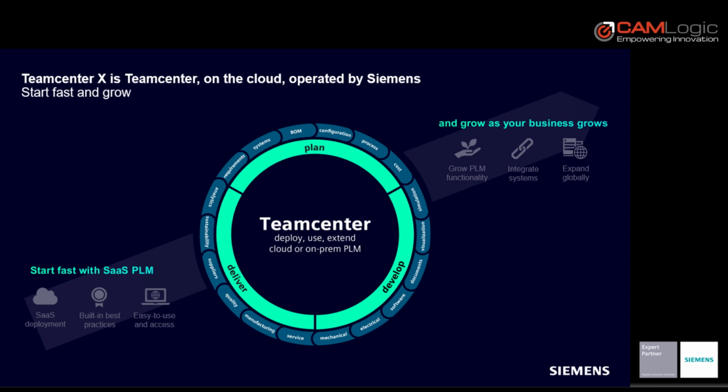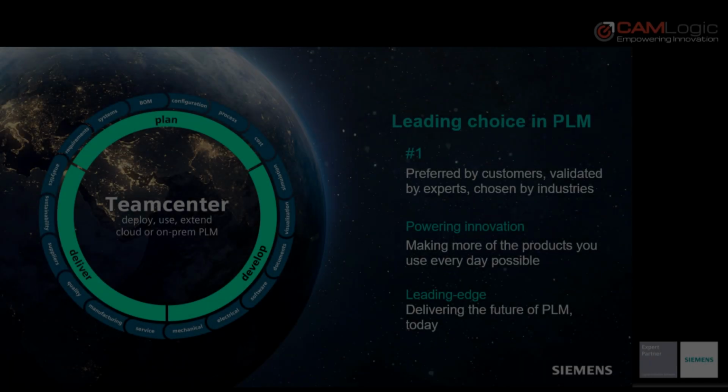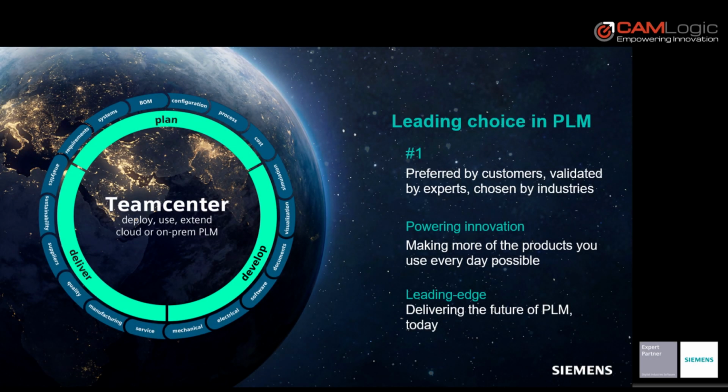Teamcenter X utilizes AWS, or Amazon Web Services, so you will have one of the most secure and trusted sources to store your data, and Siemens will deploy to the nearest region available to that customer. This allows companies that utilize a third-party IT or might not have the resources dedicated to their IT team to still have the ability to use the most powerful PLM software, which is Teamcenter X.